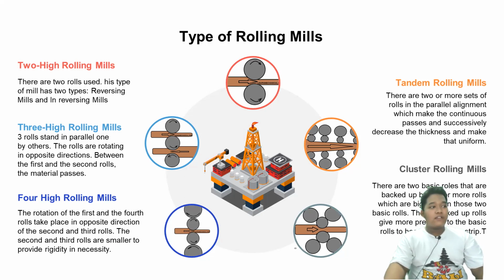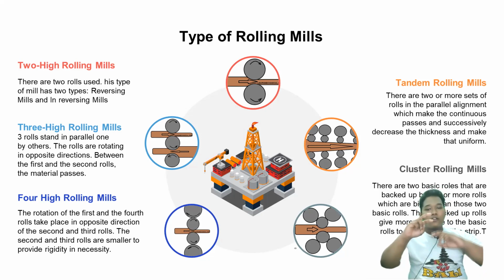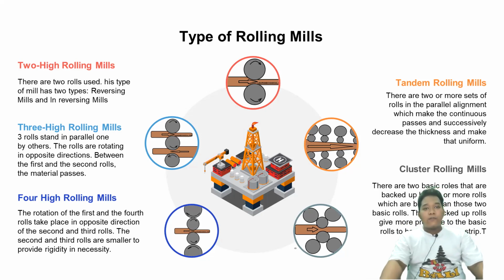The third one is the four high rolling mill. The four high rolling mill uses four rollers to reduce the thickness of the workpiece. So it is like two rollers stacked together, and then the workpiece is in the middle of the rollers. And the fourth one is tandem rolling mills.